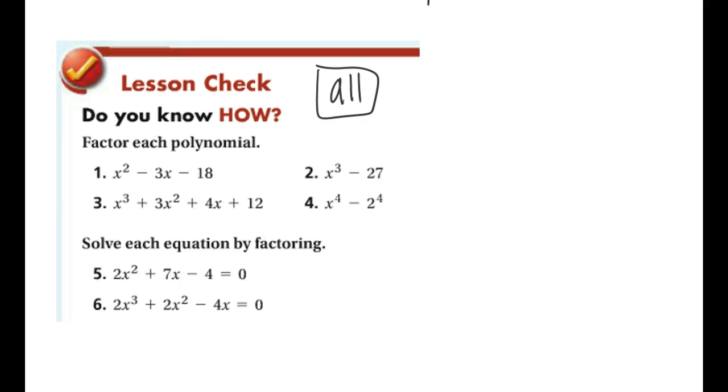Here are our lesson check problems for this lesson. I am asking you to do all of them so you get maximum practice. Please let me know if you have any questions the next time we meet.